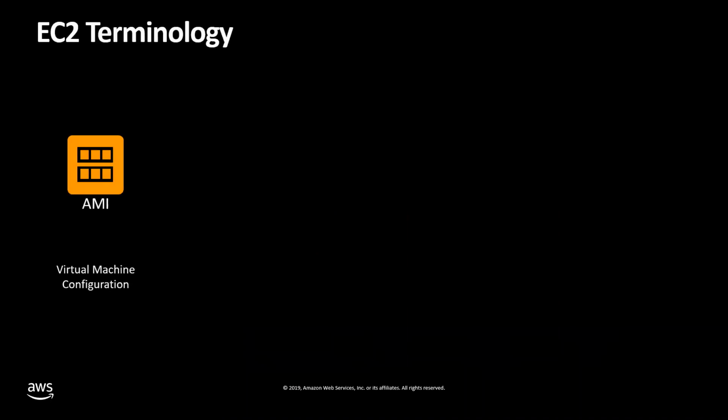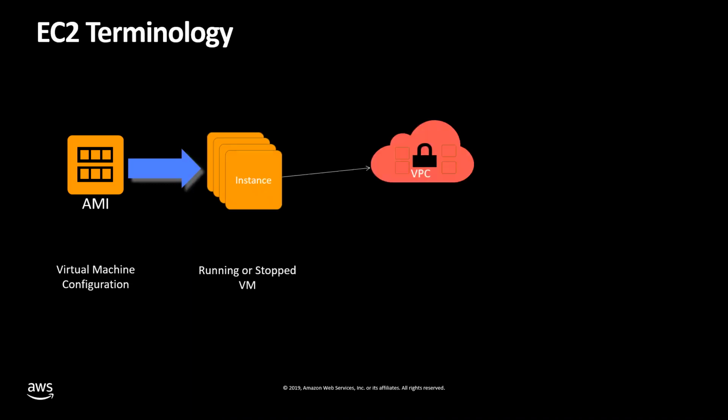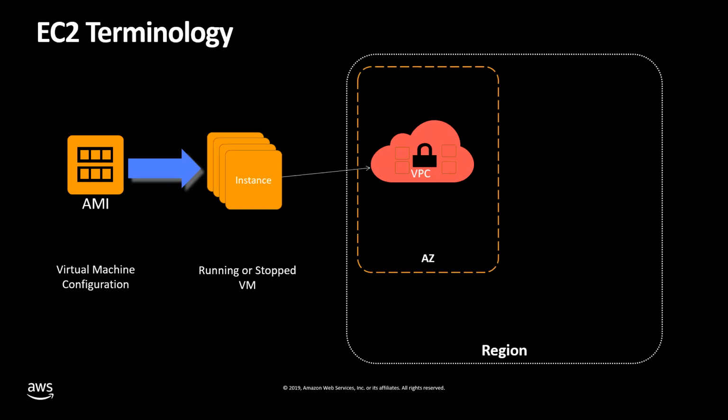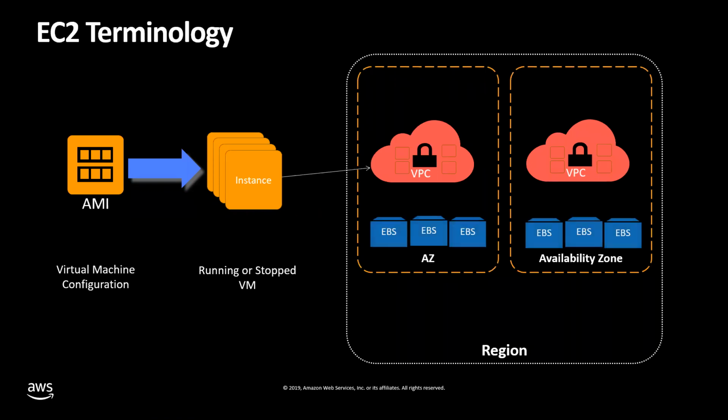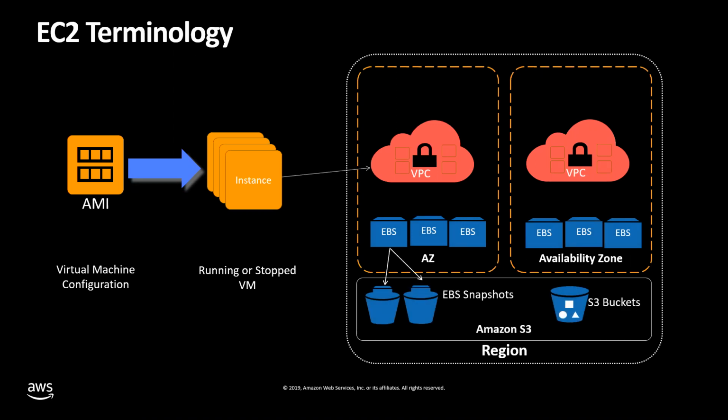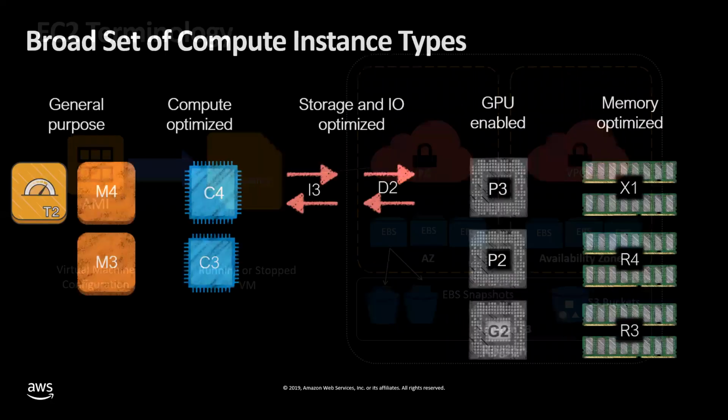EC2 is one of the more common terms that you'll hear. For those of you that are new, that's essentially a virtual machine. What starts as an AMI, Amazon Machine Image, which is then deployed as an instance, which is deployed into a virtual private cloud that is within an availability zone, can be deployed across multiple availability zones. Those availability zones are in a region. Those EC2 instances or virtual machines are connected to Elastic Block Storage, which is then moved into potentially S3 buckets as snapshots and maybe even a different availability zone. So there's a number of ways to accomplish this, but at a very high level, that's an overview.